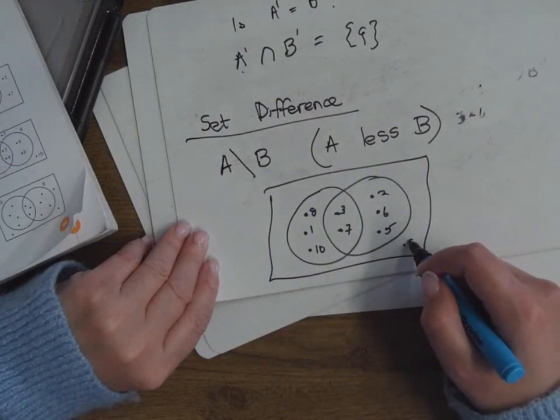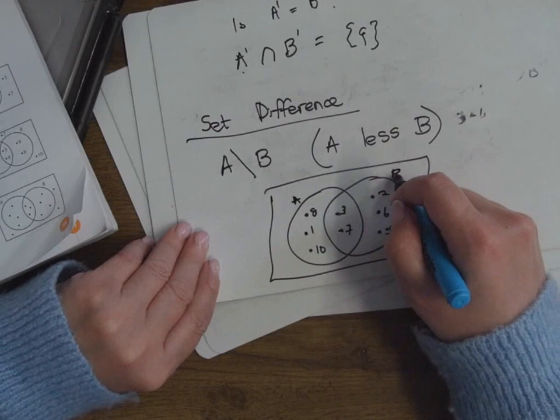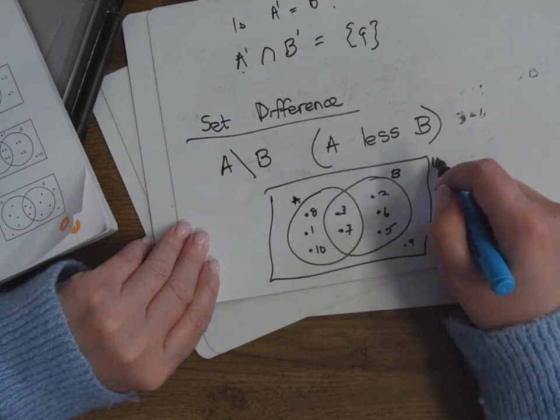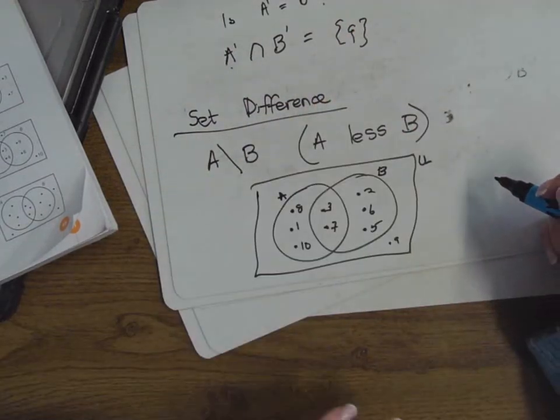And a 9 on the outside. So this is A, this is B, and this is the universal set. Is that okay? Right, okay.